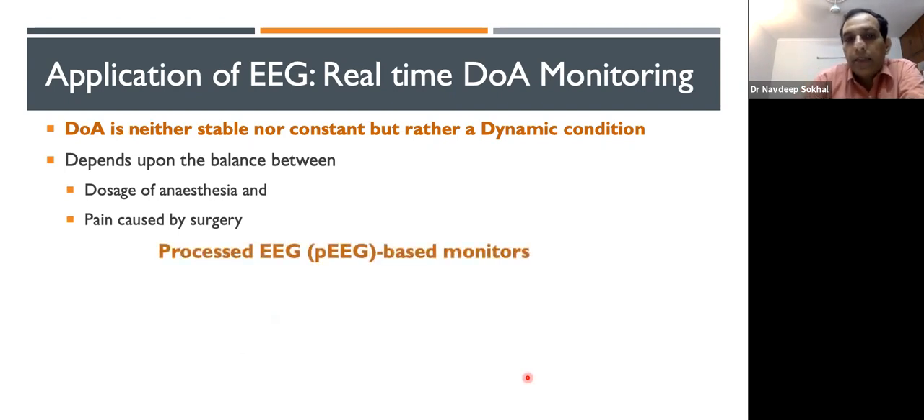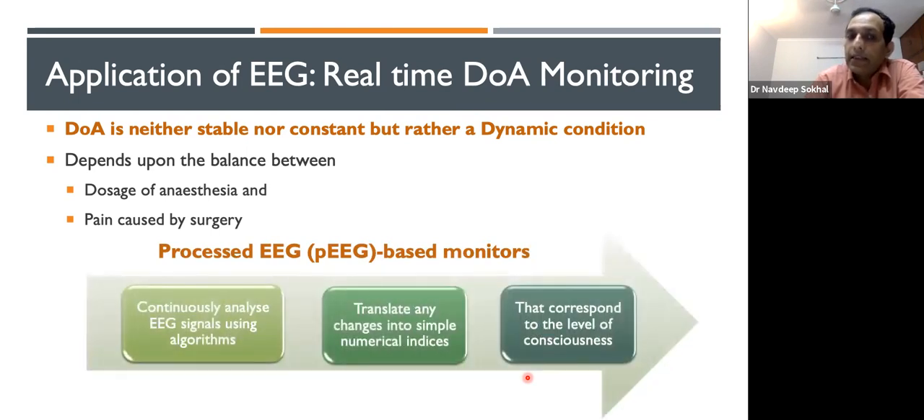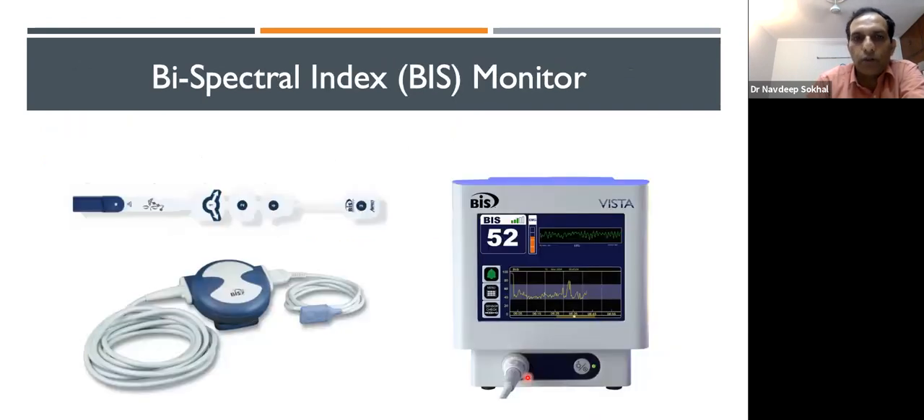So these processed EEG monitors continuously analyze EEG signals using algorithms, translate them into simple numerical indices that correspond to the level of consciousness, and give us the real-time change in the depth of anesthesia. So this is important: it's a continuous change which is being picked up by these monitors, and the numbers are being provided to us.